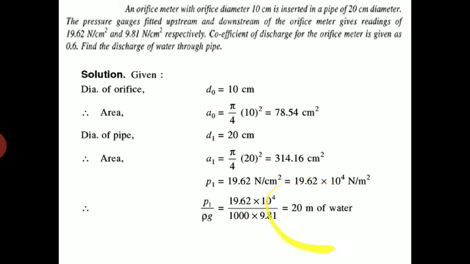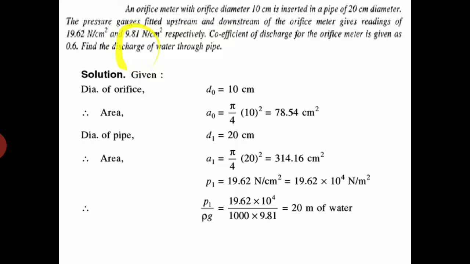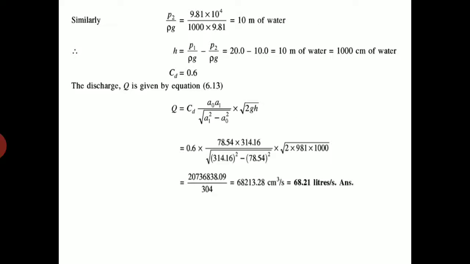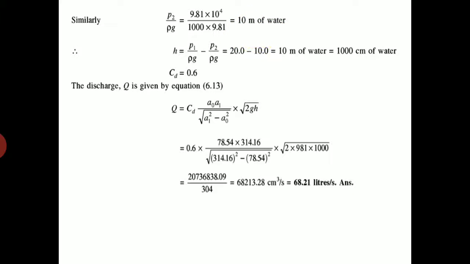Similarly, we need to calculate the value of h2, that is h2 is equal to P2 by rho g. The pressure at section 2 is given as 9.81 Newton per centimeter square. Multiplying by 10 to the power 4 gives us Newton per meter square, that is 9.81 into 10 to the power 4 divided by rho g, that is 1000 into 9.81, which is equal to 10 meters of water. We need the difference of pressure head. At point 1 we have 20 meters of water, at point 2 we have 10 meters of water, so h is equal to 20 minus 10, which is 10 meters of water.